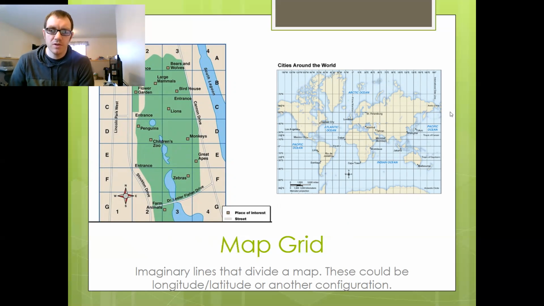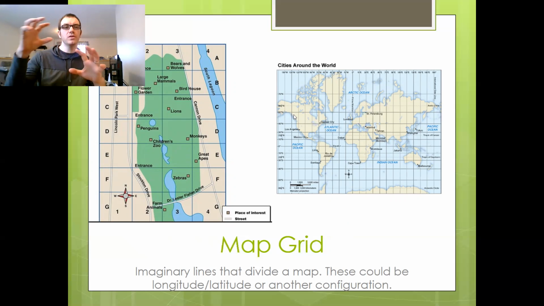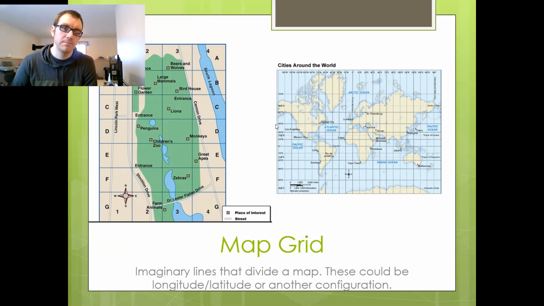And so these are not real lines. It's not like you can walk over top of the 30 east line. They don't exist physically in the world, but we do have this grid that we've made to make it easier to understand the world.